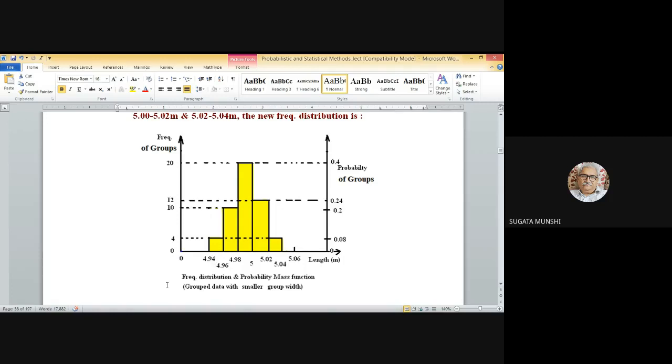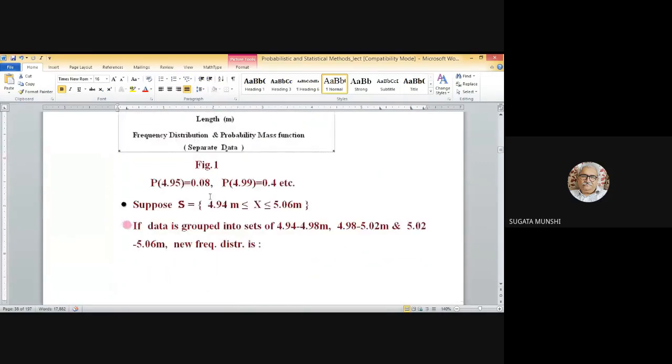All right. So by considering smaller groups, what do you mean? You are tending towards a continuous random variable. So that would have been converging to a continuous plot. That's what I mean. So write down these things, then I'll proceed.